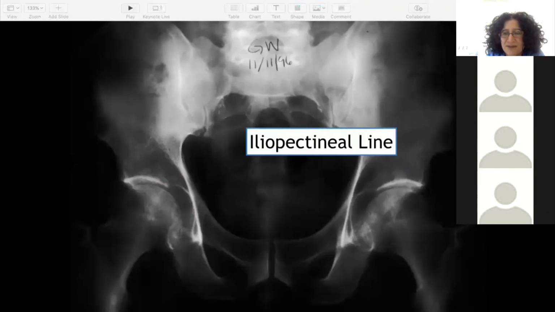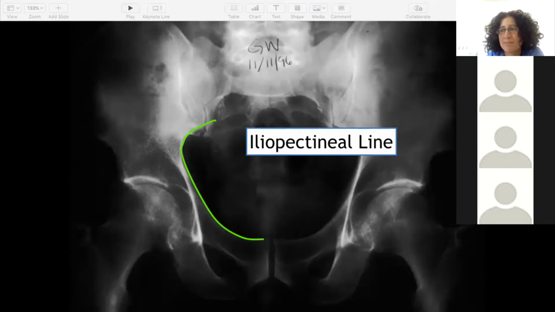Okay, so the iliopectineal line, as Dimitri says, and Nick has told us, represents the anterior column, and so we know if that's disrupted, then the anterior column of the acetabulum is disrupted. And so these are lines that we see on a plain X-ray. And one caveat to knowing these lines, I think, help with the understanding of the anatomy of the acetabulum.